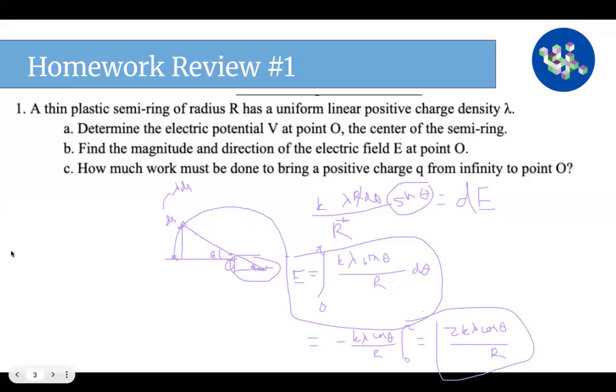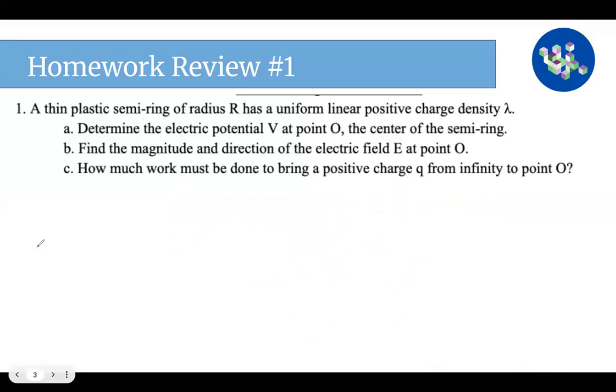Let's move on to part C. Part C is not as complicated as this part. So remember we found the electric potential V at point O. And remember the equation to relate the potential energy and the potential. So I know that potential energy U would be Q times the potential V.